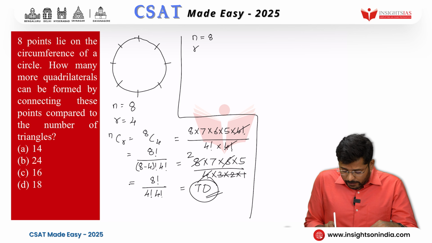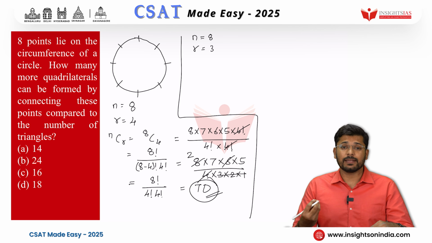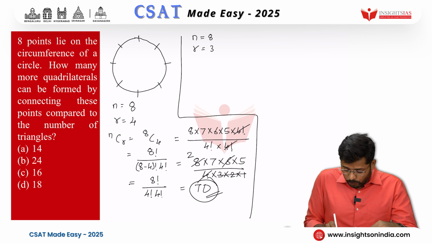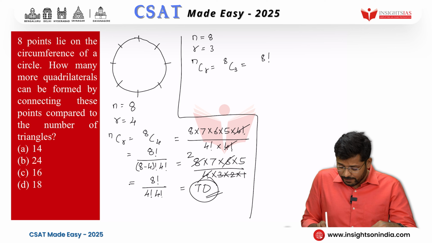Our r would be only 3 because a triangle needs only 3 vertices. Okay. So nCr would become 8C3. What is the value of 8C3? That would be 8 factorial divided by (8 minus 3) factorial into 3 factorial.